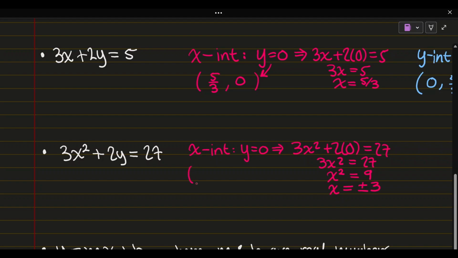So this tells me I actually have two x-intercepts. I have when x is equal to positive 3, so I have the x-intercept 3, 0, and another one when x is negative 3. So those would be my two x-intercepts.